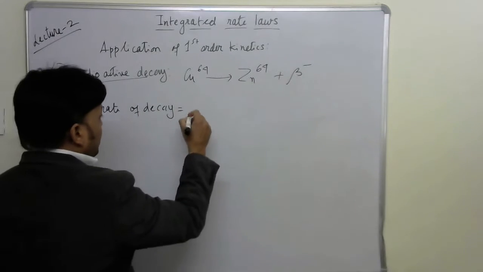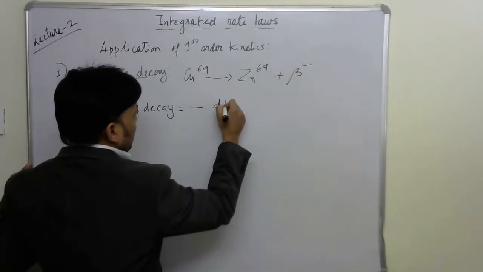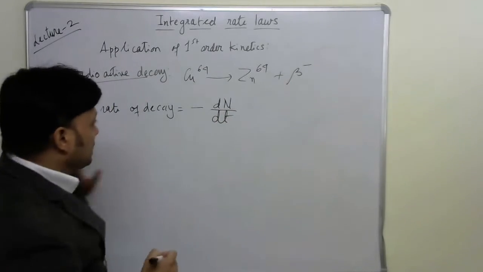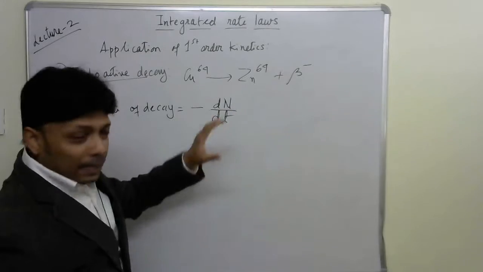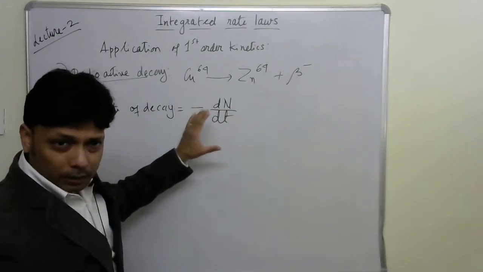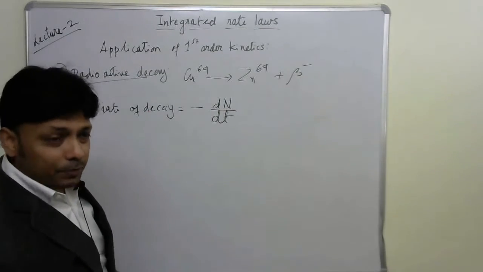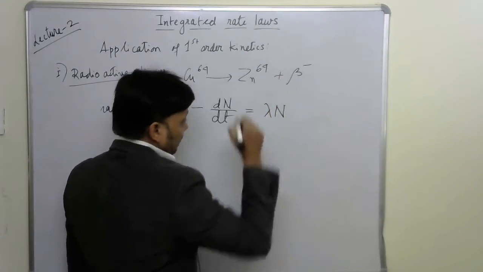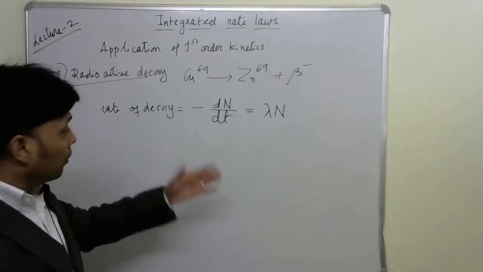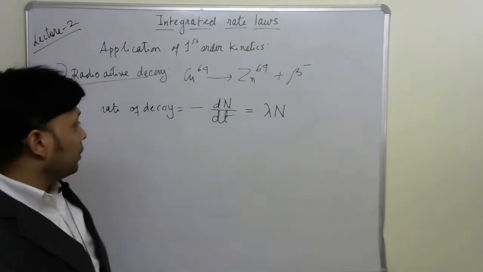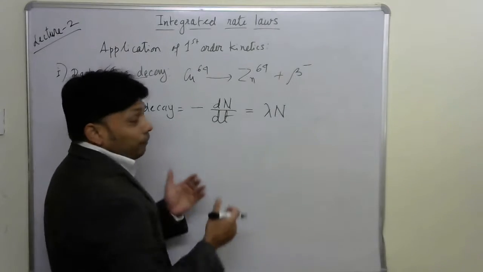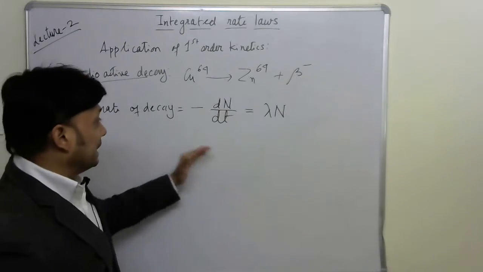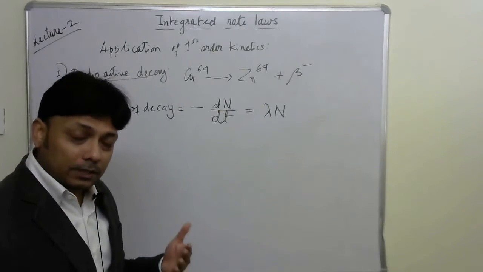can be expressed as minus dN/dt. Here the uppercase N stands for the number of radioactive particles or radioactive atoms present at any time t. So this is equal to some constant lambda multiplied by N. N means the number of radioactive atoms present. This looks pretty familiar, like our first order chemical kinetic equation when we represented the equation in terms of the rate of disappearance of the reactant.